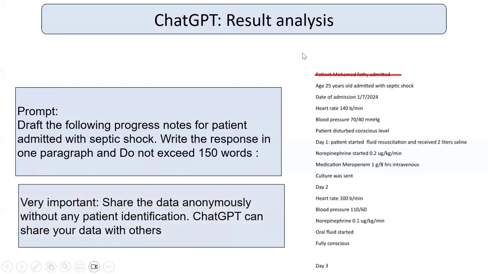Keep in mind that when posting this to ChatGPT, don't share any type of patient data. The data should be anonymous, without any patient identification, because ChatGPT can share your data with others. So when you try to summarize any type of medical data from any patient, remove the name of the patient or any identifier, and just put in the clinical data to get the summary.